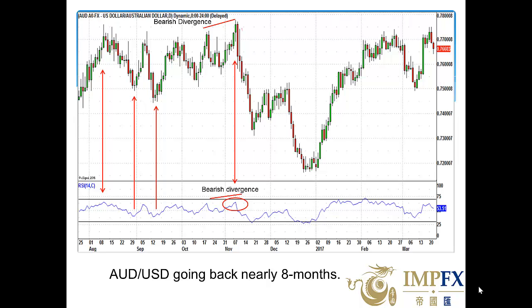And look what the price did next. It plummeted. It fell from 77.5 to 80 and all the way towards 73 cents. Very, very strong signal, that bearish divergence in the Australian dollar. Now, if you were trading that, you would clearly see that was happening.